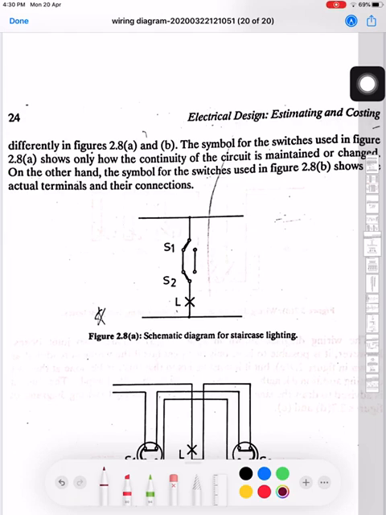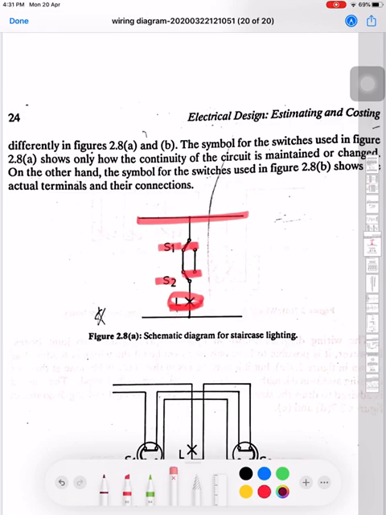Hello everyone. In this section we will be discussing staircase lighting or staircase wiring. Figure 2.88a is the basic schematic diagram for staircase lighting. In this figure, L is the lamp, S1 and S2 are the two switches controlling this lamp, and it is very clear from this figure that S1 and S2 are not normal switches, they are two-way switches, and these two lines are the neutral and phase, or a two-wire arrangement from the distribution board that generally is used.